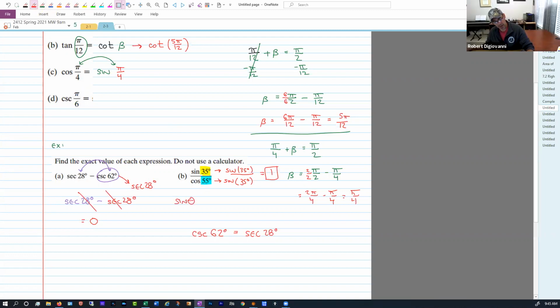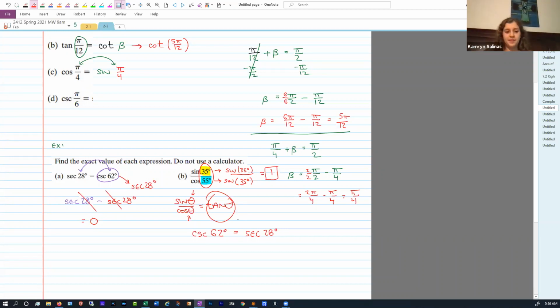We do have that sine of theta over cosine of theta is tangent theta. But it is very important to understand that that theta and that theta must be the same theta, the same angle. So since these two are not the same, 35 and 55, we can't just say it's tangent. Okay, thank you. Good, I'm glad you pointed that out. Well, we can't do that then.